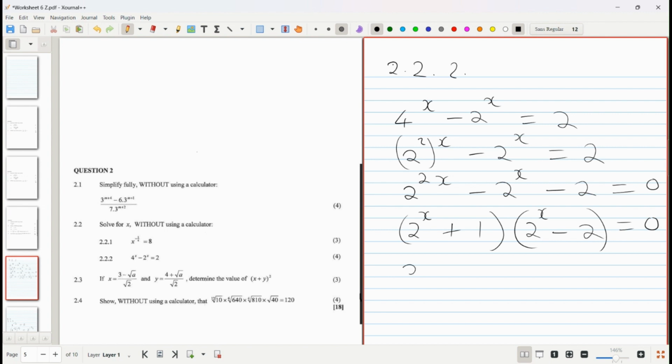Let's confirm. 2 to the power x multiplied by 2 to the power x, we have 2 to the power 2x, and then 2 to the power x multiplied by negative 2, we have negative 2 times 2 to the power x, and then 1 multiplied by 2 to the power x, what do we have? We have positive 2 to the power x, right? And then 1 multiplied by negative 2, we have what? We have negative 2.